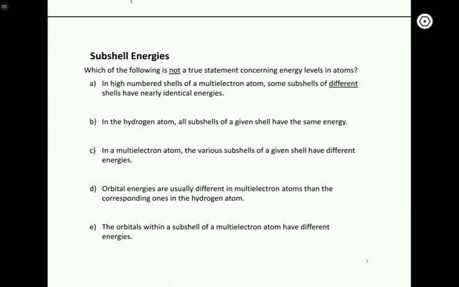Again, we're looking for the one that's not a true statement, so let's go through these one by one. All right, in high-numbered shells of multi-electron atoms, some subshells of different shells... All right, this is worded poorly. That's part of the problem. Sorry about that. In high-numbered shells of a multi-electron atom, some subshells of different shells have nearly identical energies. So what we're asking here is, if we're comparing, for example, 4s and 3d, this is the classic example. I know the wording on this one is confusing, so I apologize.